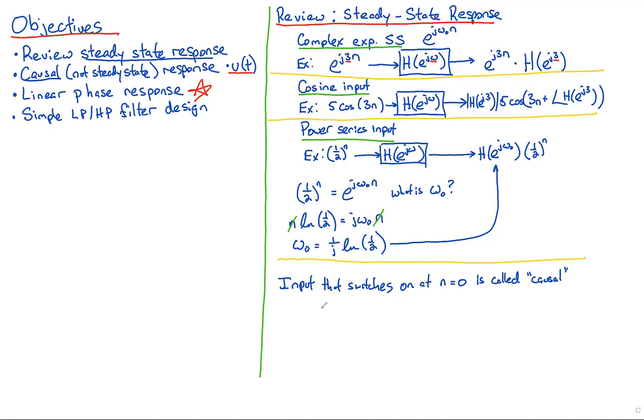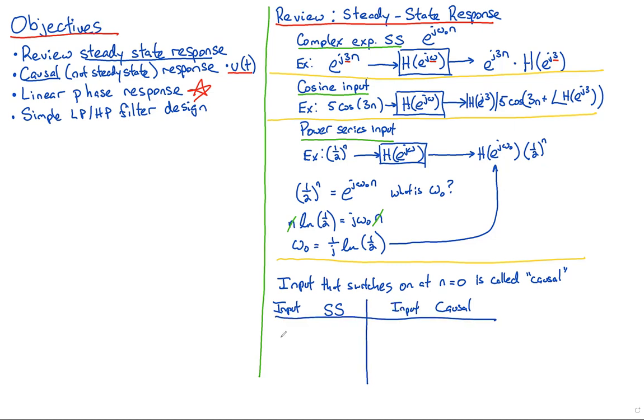And just to drive that point home, if it's not already, examples of inputs that are steady state versus causal. A steady state input is e to the j 4n. It's 3/4 raised to the n. It's 7 cosine of 3n plus 6 degrees. Those are all steady states.